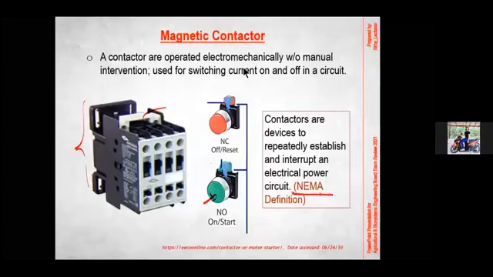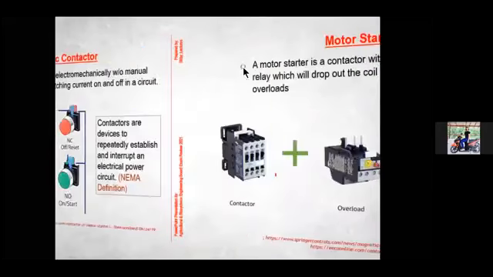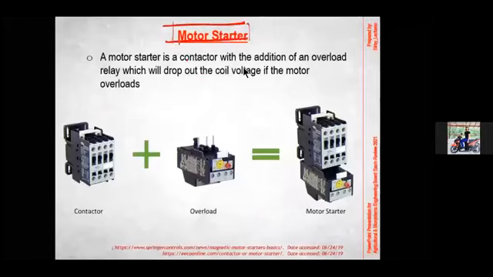Okay, now, based on the definition, this is a standard organization. It describes contactors as devices to repeatedly establish and interrupt an electrical power circuit. Okay, now another one is that, what is this motor starter? Now, basically, motor starter is just a contactor plus overload relay. So this protects the running amperes. So if we have this contactor plus the overload relay, then that's what we call the motor starter.